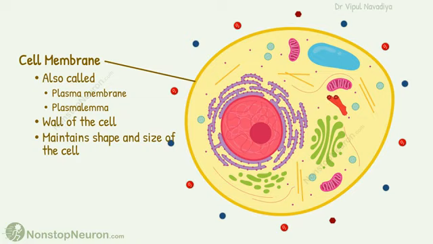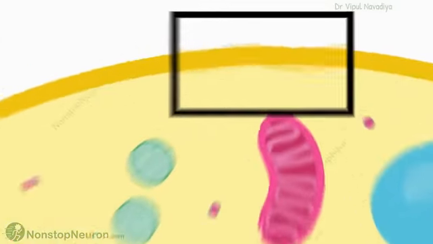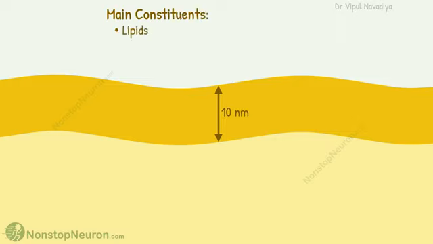Now let's talk about its structure. It's very thin and pliable. Its thickness is only about 10 nanometers. The main constituents of the cell membrane are lipids, proteins, and carbohydrates. Lipids make up about 40%, proteins about 55%, and carbohydrates about 5% of the membrane. Now let's talk about each of these components one by one.